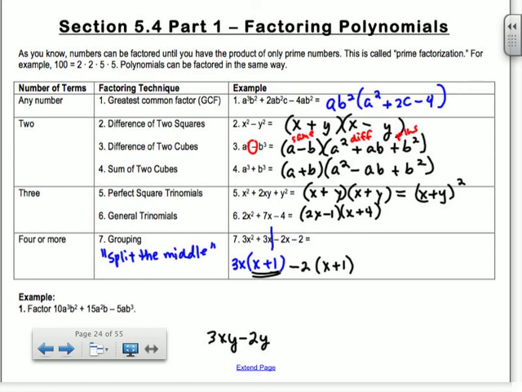What do they have in common? A y. Did you guys see that? So you just pull a y to the front, and you'd be left with 3x minus 2. That's exactly what we're going to do on this next step.